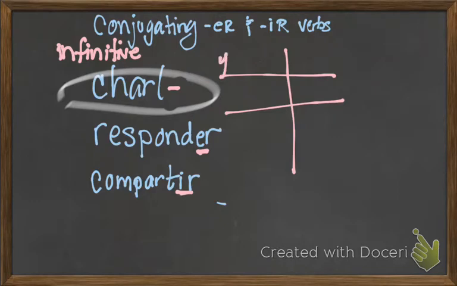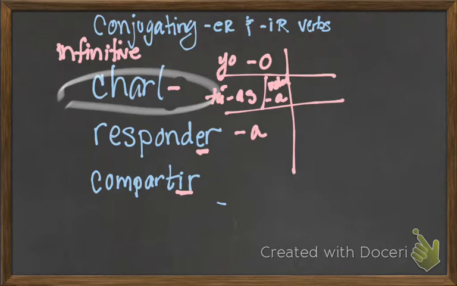So if we wanted to say I chat, we added an O onto the end of the charl. So I chat was charlo. If you were talking to a friend and you wanted to say you chat, you'd add as. So tú charlas, you chat. If we wanted to be formal and respectful, we would say usted charla, and you're talking to one person. If you're talking about one person, a girl or a boy, you'd add the a. So charla, él charla, ella charla.